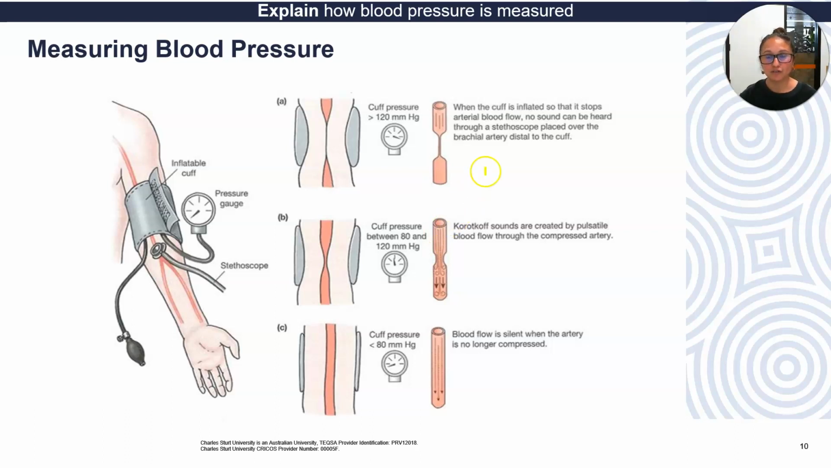So you first of all shut the artery, then you listen to when the sound starts, and then you listen to when the sound finishes. When the sound starts gives you the systolic blood pressure, and when the sound finishes gives you the diastolic blood pressure. So that's how we measure blood pressure.